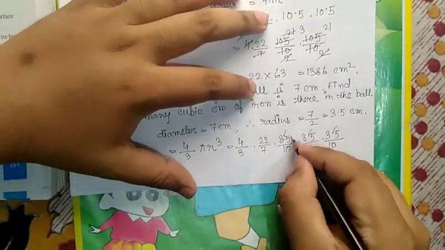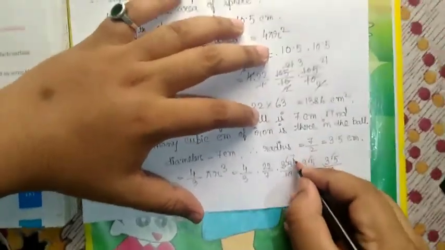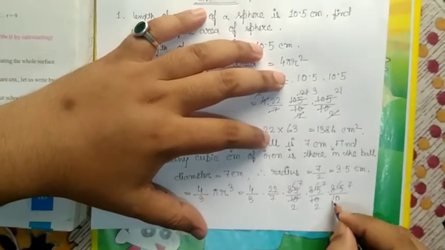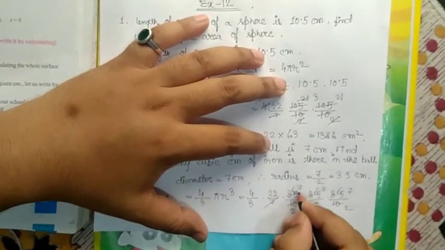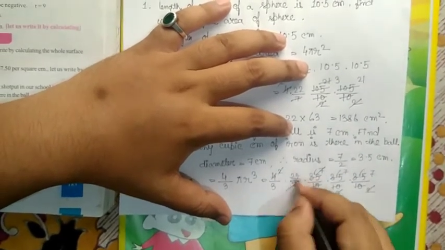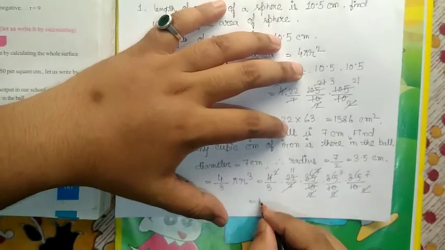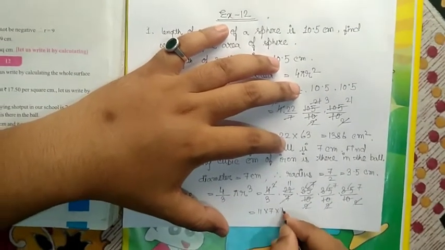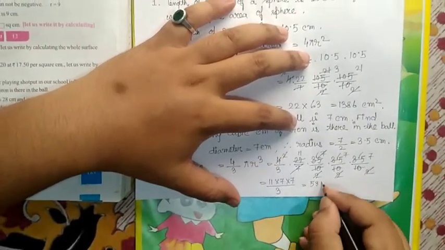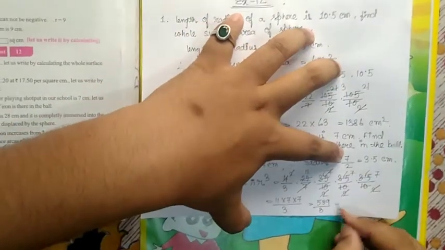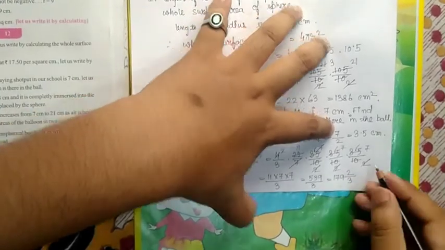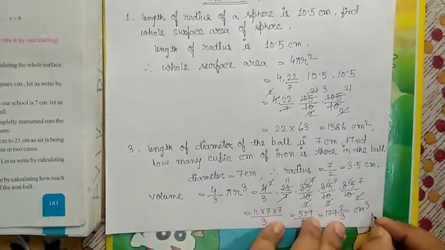Now, cutting this by 5, this is 7, this is 2, and cancelling the 7s and 2s. So 11 into 7 into 7 by 3 equals 539 by 3, equals 179 and 2 by 3 centimeter cube.